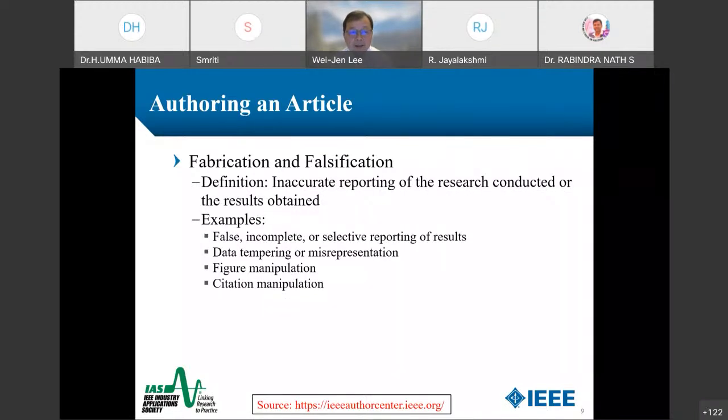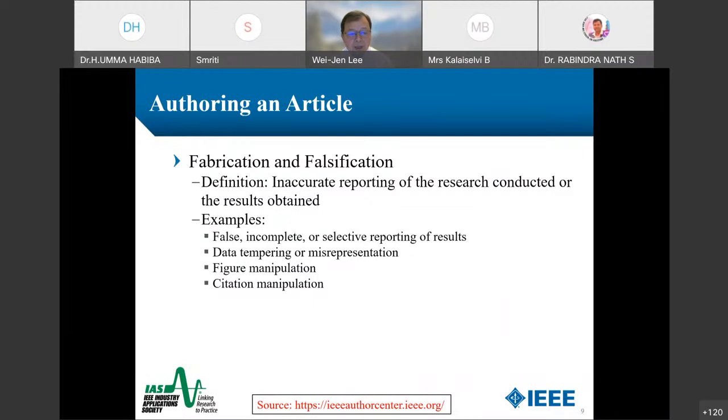And then the other important issue is the fabrication or falsification of results. Sometimes people just report part of the results, or they alter their research results. So that is inaccurate reporting of the research conducted and the results obtained. An example is that you modify the result.